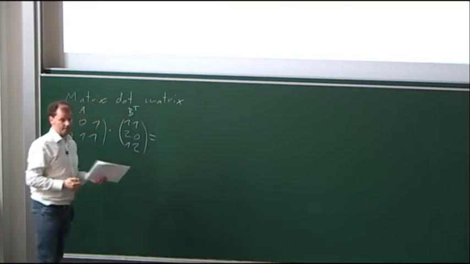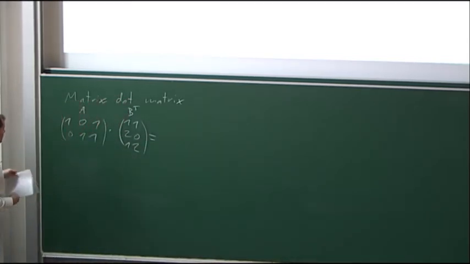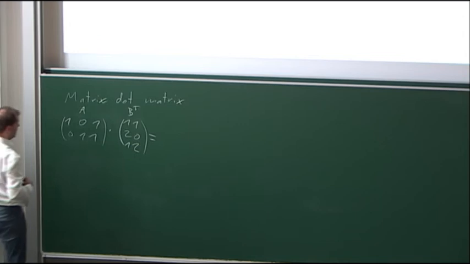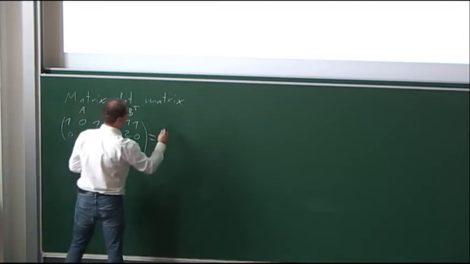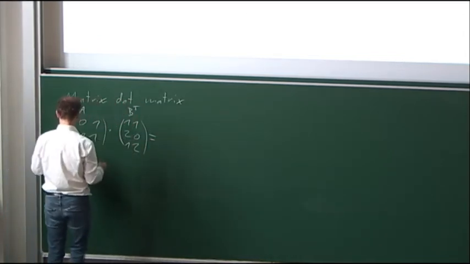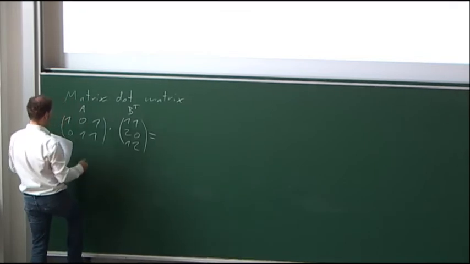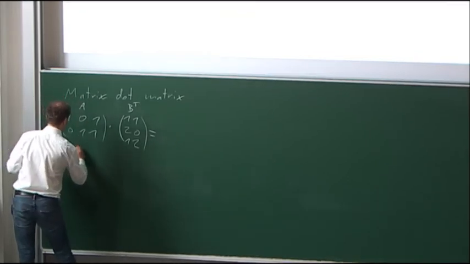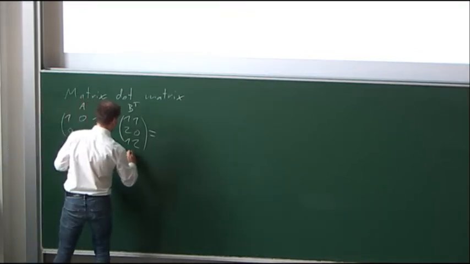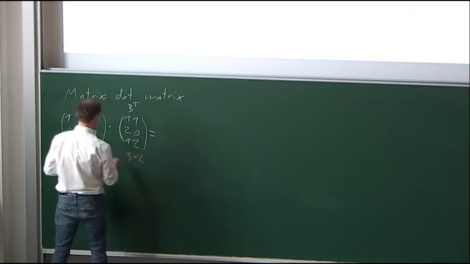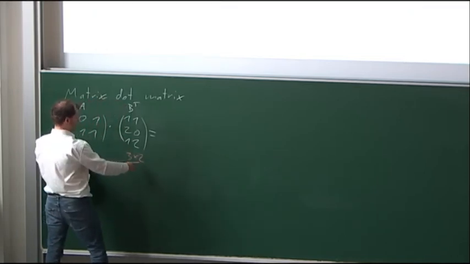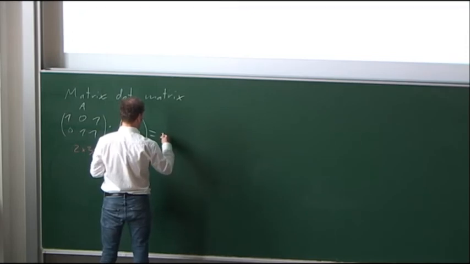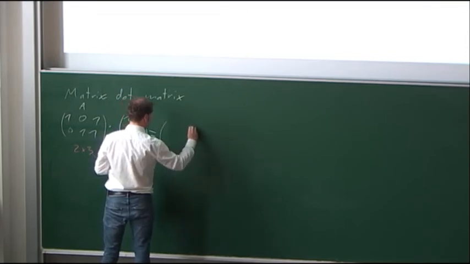So then I think the most common way that you have probably learned to think about this multiplication is that, let's first check the dimension of the result. So this is 2 by 3, this is 3 by 2, so the 3's match and the result will be 2 by 2. So it will be something that's 2 by 2.